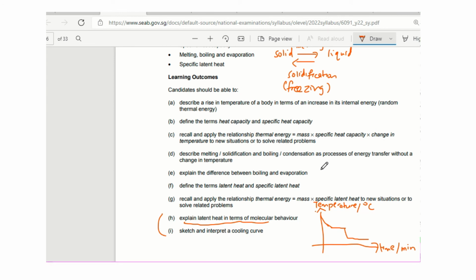So that's it for the heat capacity and latent heat summary.